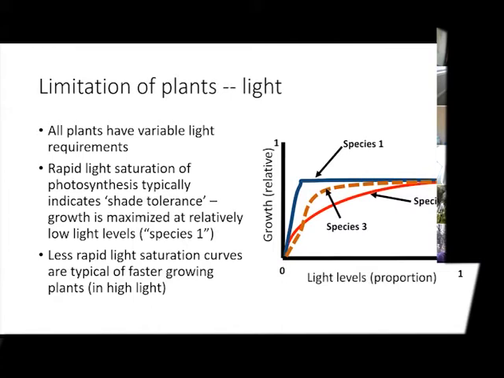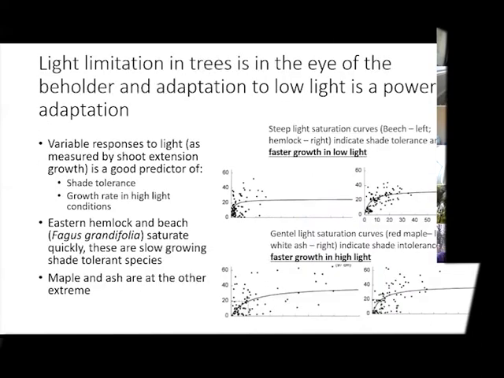All plants have variable light requirements, and this rapid light saturation typically indicates shade tolerance. I hope that's making sense here. Less rapid light saturation is typical of faster growing plants, and I will come back to that, but just file that away. And so here's their analysis.